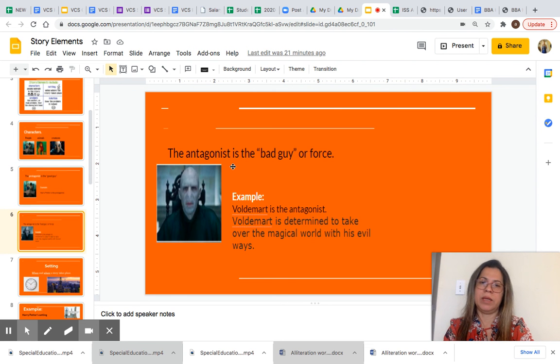The antagonist is the character who opposes the main character in the story. The antagonist is the bad guy or force. Example, Voldemort is the antagonist. Voldemort is determined to take over the magical world with his evil ways.